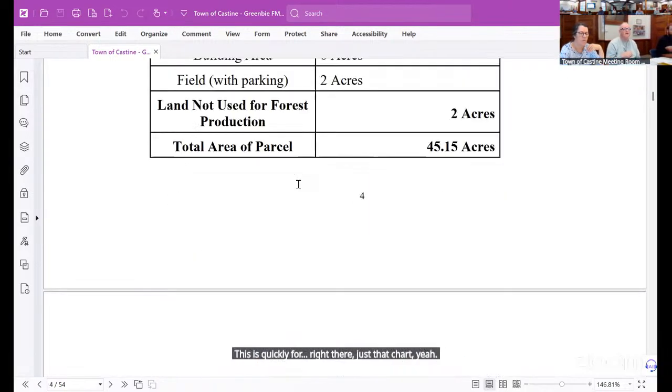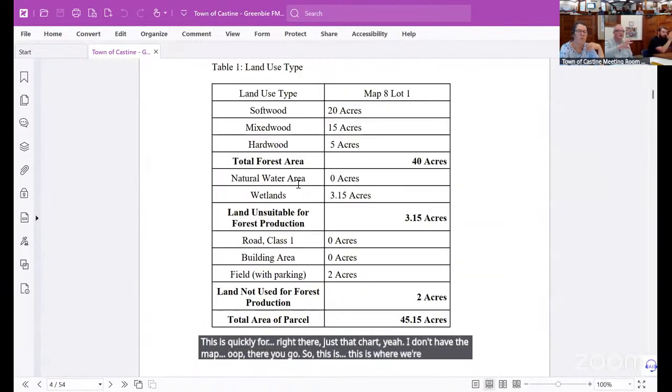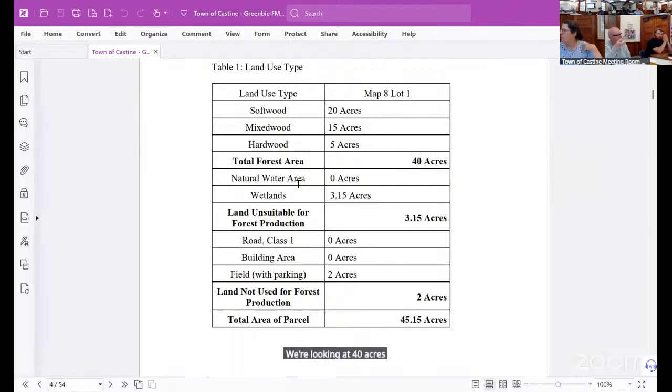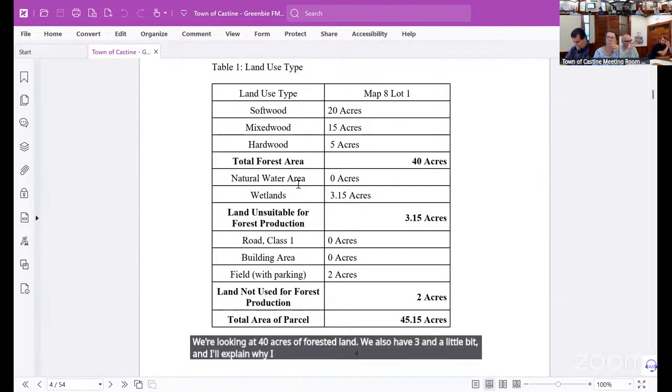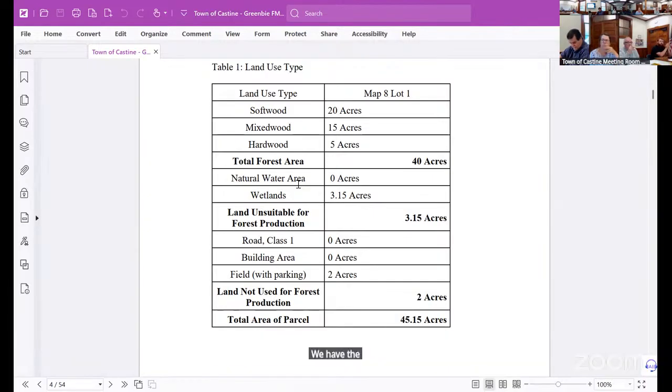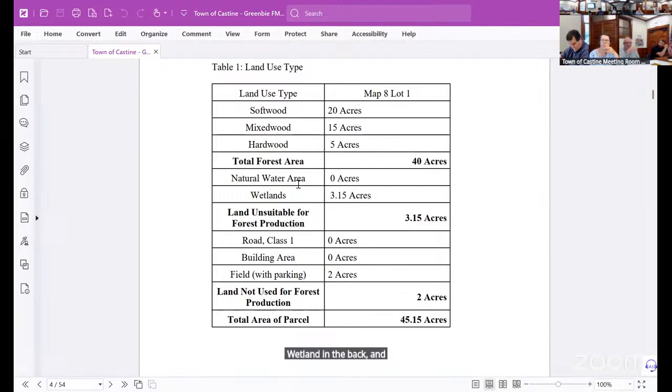I don't have the map. There you go. So this is where we're starting. This is what we found when we were out there. We're looking at 40 acres of forested land. We also have three in a little bit, and I'll explain why I do it this way, because I'm not a GIS specialist. Somebody else could get out there and really map these out. But we have the field with the little parking spot out front, the trail that goes through it, and then around the just over 3 acres of wetland in the back. And eventually you'll see a map to see how that works.